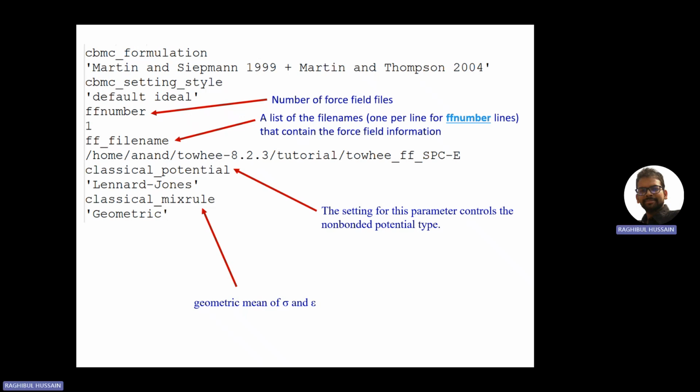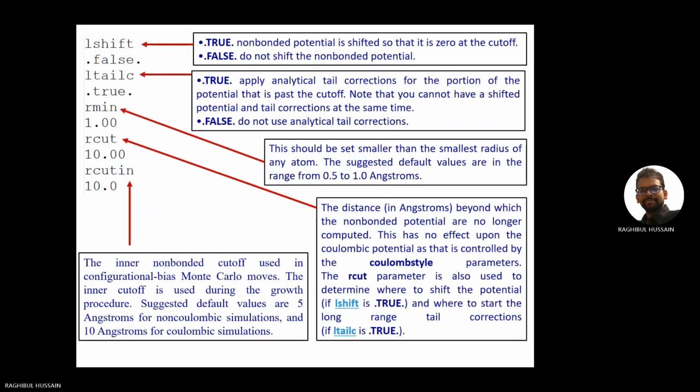So you can make the changes in your input file. See, these variables are important, so we have to understand.